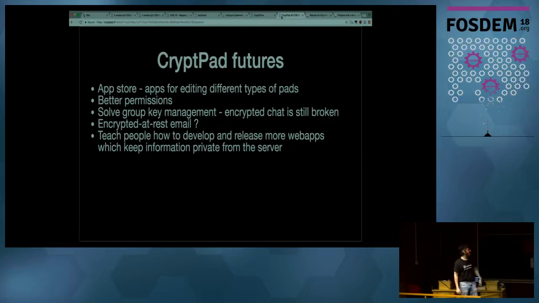And the asymmetrical encryption, which we use for a few strange things, of course, is also Curve25519 and Ed25519.